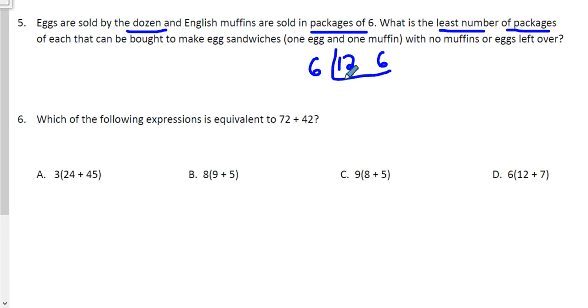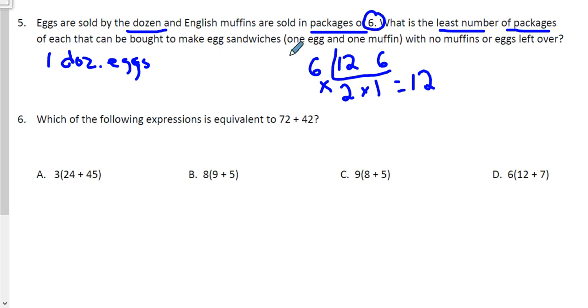They both can be divided by 6, and I get 2 and 1. So 6 times 2 is 12, times 1 is 12. So I need to make sure I have 12 eggs and 12 muffins. Well, if eggs are sold in a dozen, I need 1 dozen to equal 12. So I need 1 dozen eggs for that to work. And then packages of 6, so I need 2 packages, because 2 times 6 is 12. 2 packages, or 2 packs of muffins to equal 12.